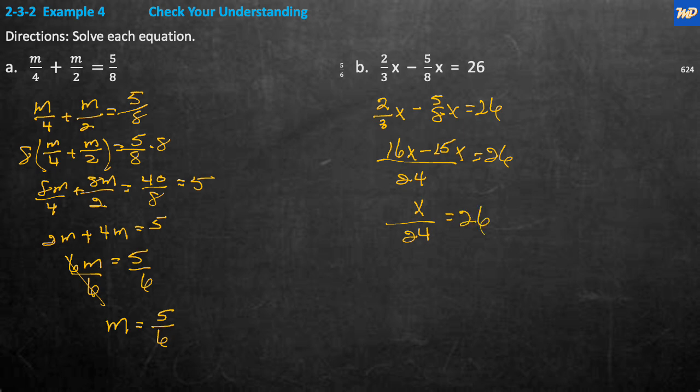So what is x? We have to use the multiplication property of equality and multiply each side by 24. So 24x over 24 is equal to 26 times 24. These 24's cancel, so x is 26 times 24, and it happens to be 624. And that little dot doesn't belong there. It looks like I wrote a little dot in there. I didn't. It's a little pen.